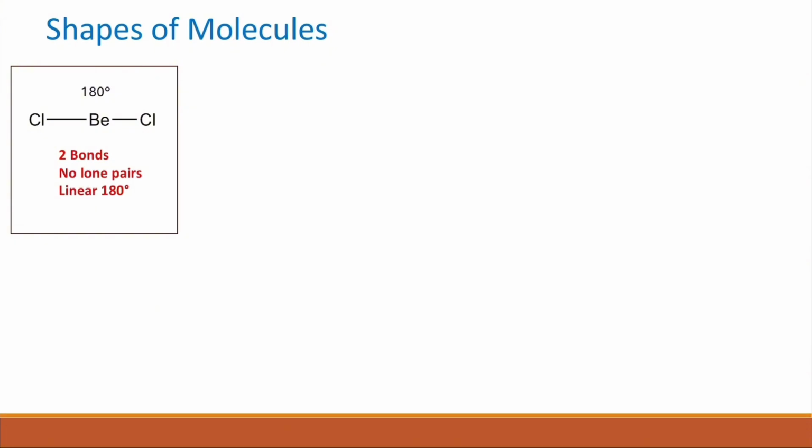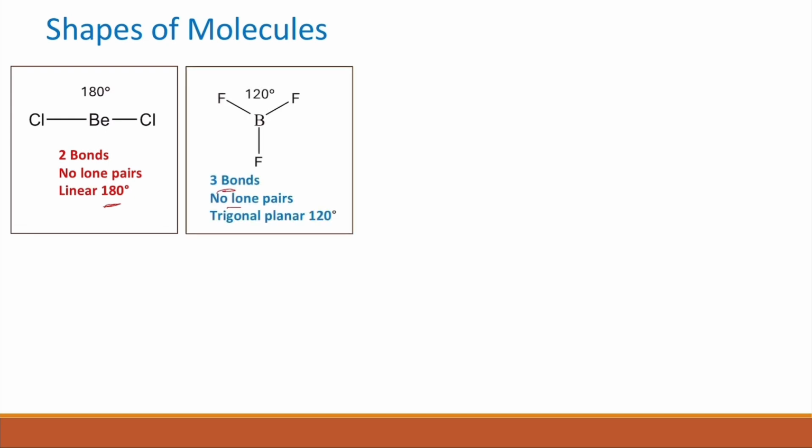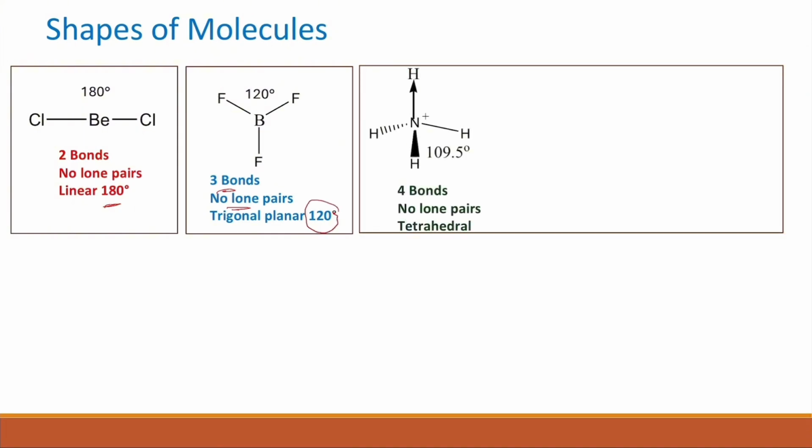Because you're going to identify based on the shape they give you, you're going to calculate the number of bonded pairs, the number of lone pairs, and then you need to say what the shape is and what the bond angle is. So if you have two bonds with no lone pair of electrons, the shape is going to be linear and the angle is 180. If you have three bonds and no lone pair, the shape is trigonal planar and the bond angle is 120. If we have four pairs, as four bonds and no lone pair, it's going to be tetrahedral with a bond angle of 109.5.